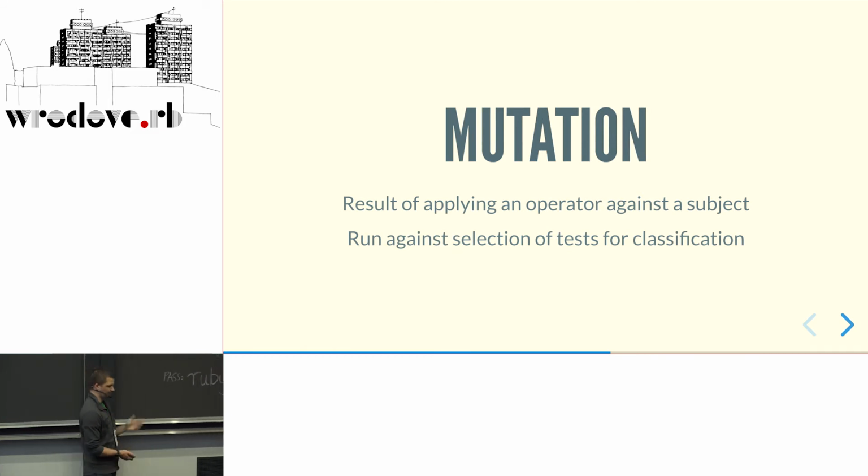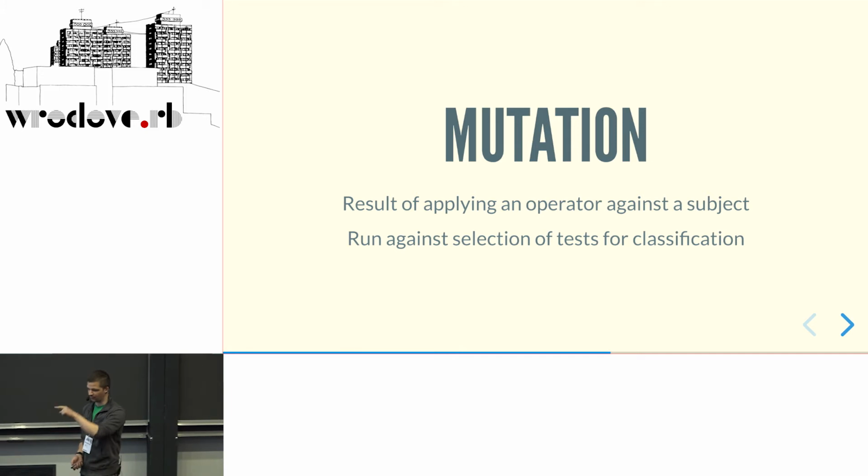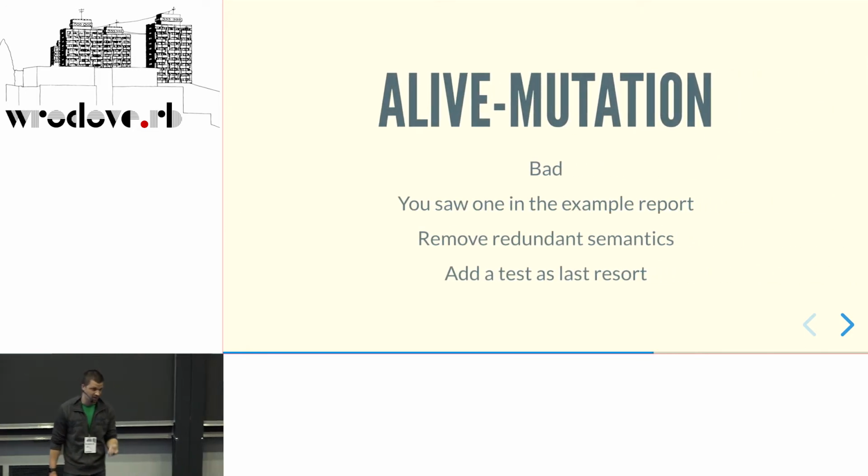Okay, a mutation is an application of an operator against a subject, and the result of the tests ran for this subject are a mutation result. If the test is green, the mutation is alive. Alive mutations are the ones you're dealing with most of the time. Alive mutations are bad because they, via an automated derivation, prove that something is not specified in your code base.